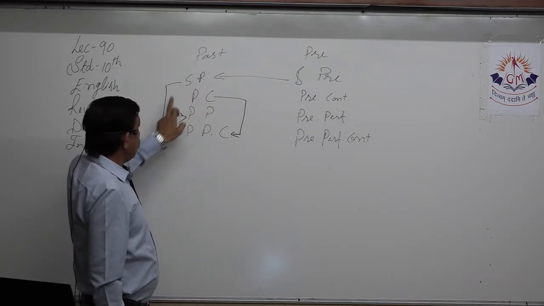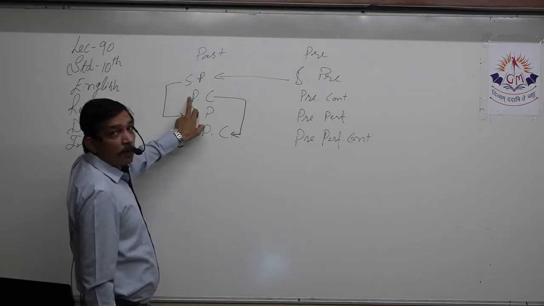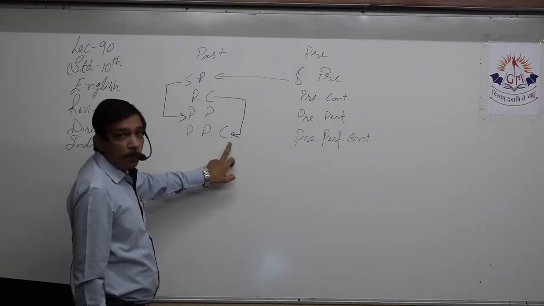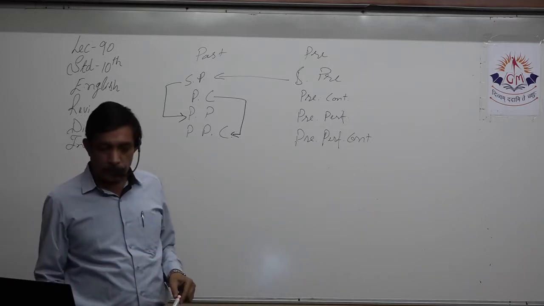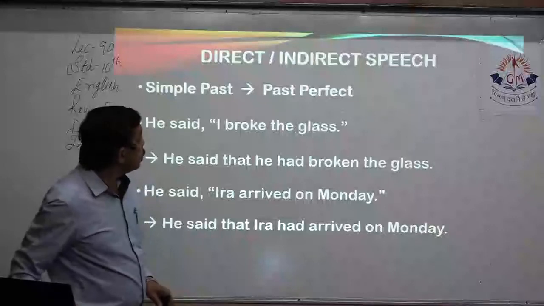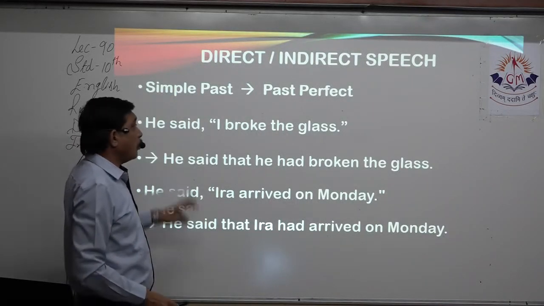Simple past will become past perfect, and past continuous will become past perfect continuous. This much we have to keep in mind. Now let us see the example of that. Simple past changes to past perfect, right?